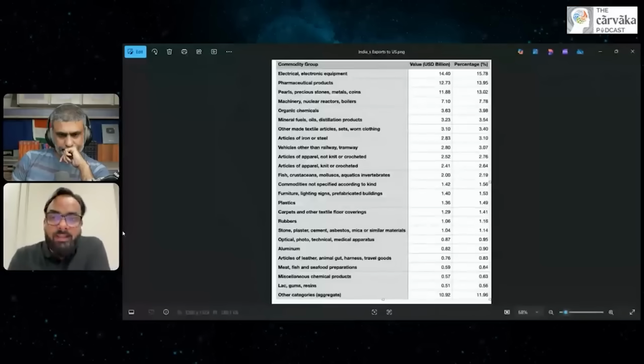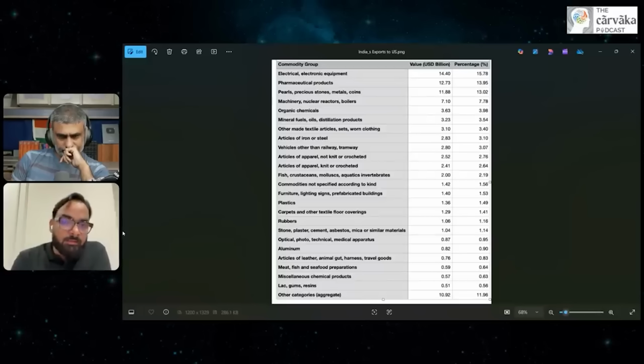Now, there is the value and there is the percentage. Look at the first three figures: electronic equipment, pharma, precious stones, metals, and coins. That combined makes up almost 42, 43%. These are the three sectors which are going to attract the lowest tariff. Probably some of it will be zero. Pharma would be zero. Now, our negotiations start at 18%. But when it comes to the average weighted tariff on Indian goods, finally, it could be in single digits.